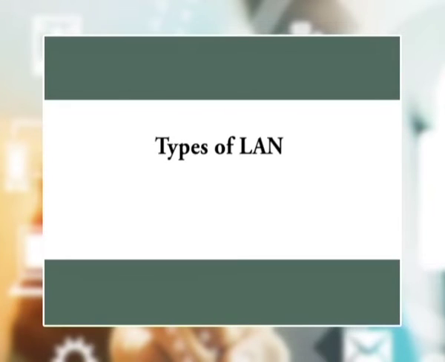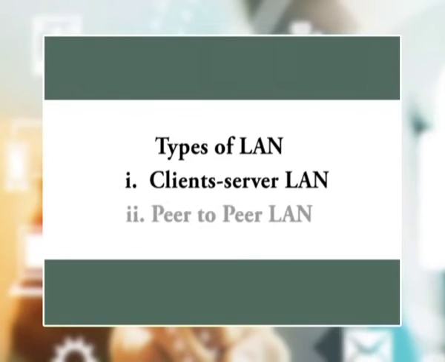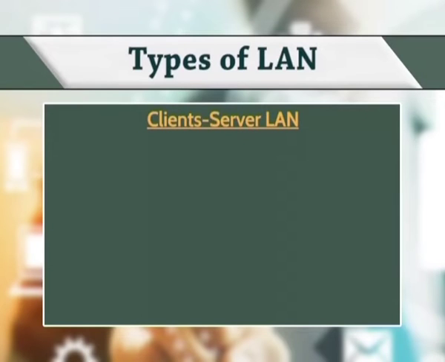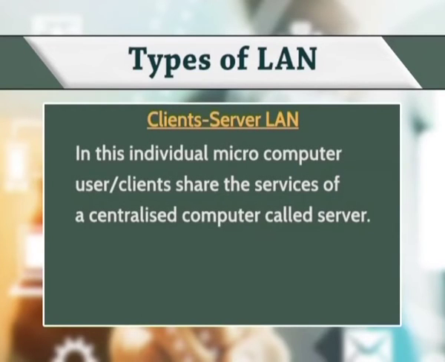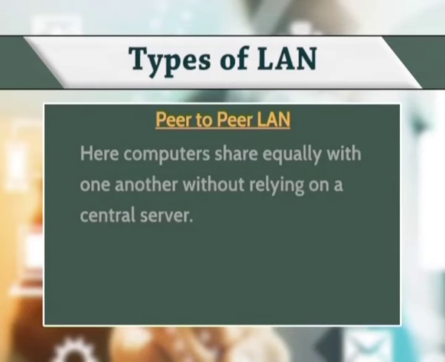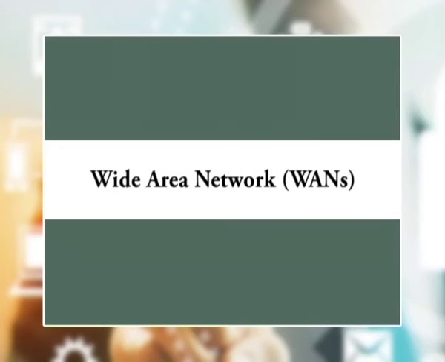Types of LAN are the client server LAN and peer to peer LAN. In a client server LAN, individual microcomputer users, the clients, share the services of a centralized computer called a server. Peer to peer LAN means computers share equally with one another without relying on a central server.